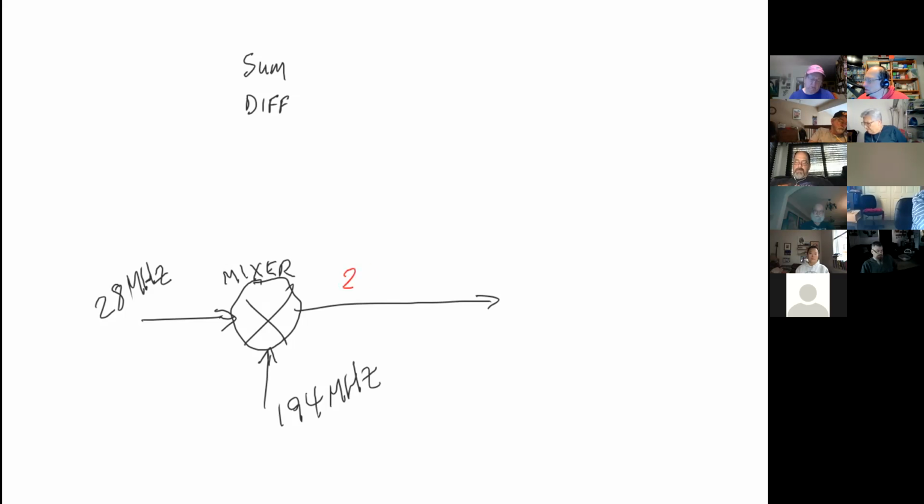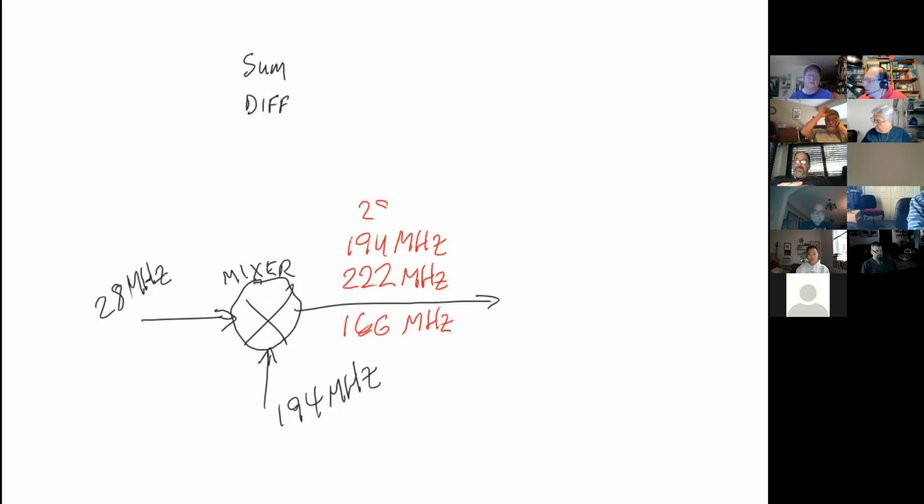222. I got 222. Sorry, put them underneath each other. And what's the other one? And the difference, so it would be 166. So this will actually generate a couple of different frequencies. And in there as well will be the original 194 and the original 28 and a bunch of other things as well.